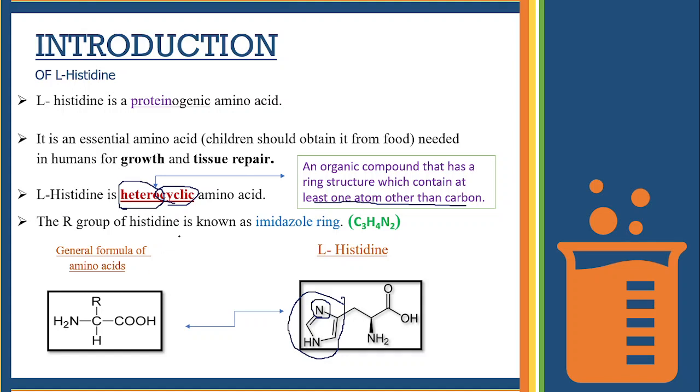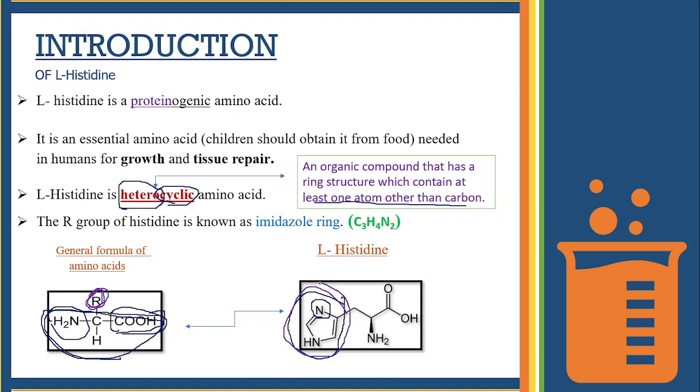The R group of histidine is known as the imidazole ring. Now you have to first look at the general formula of amino acids. This is the general formula of amino acids, in which this structure remains the same in all the amino acids, which contain a carboxylate functional group and an amino functional group. The difference only comes at this point: the main thing used to distinguish the amino acids from each other is this R or alkyl group. In the case of histidine, this group is imidazole.